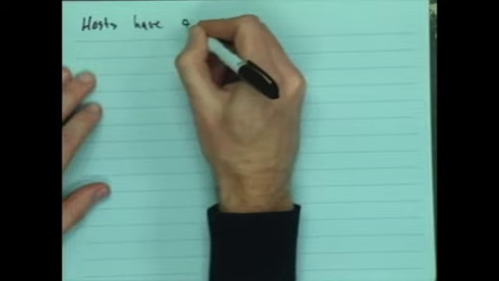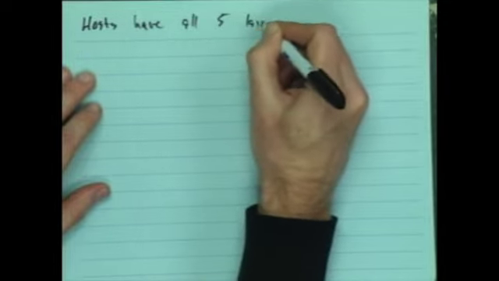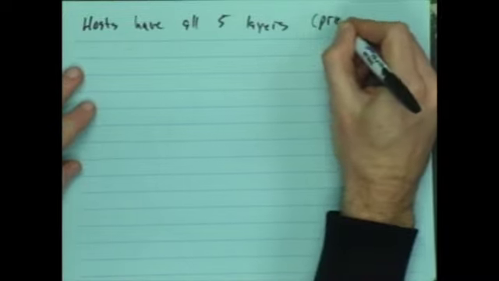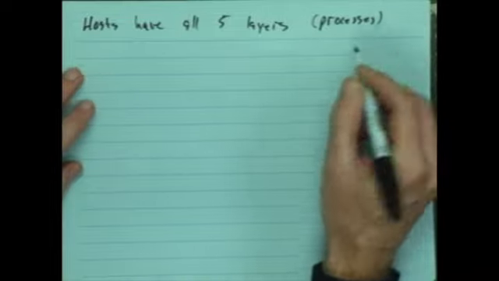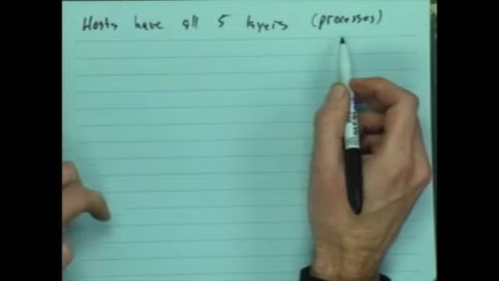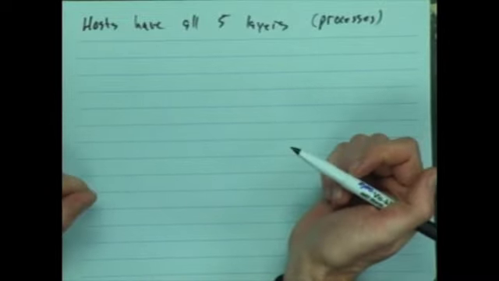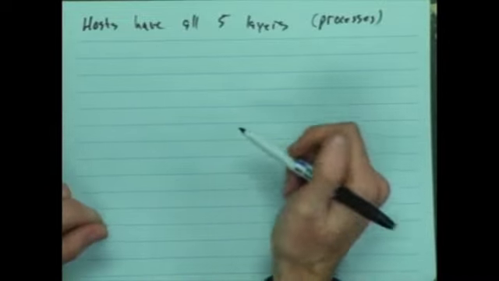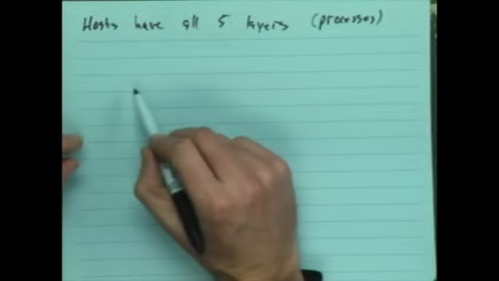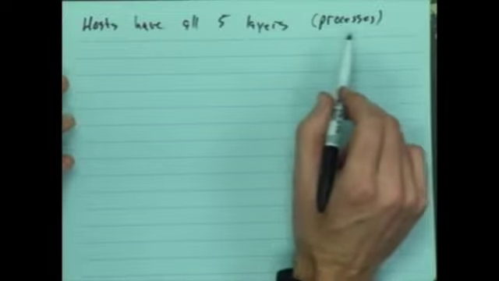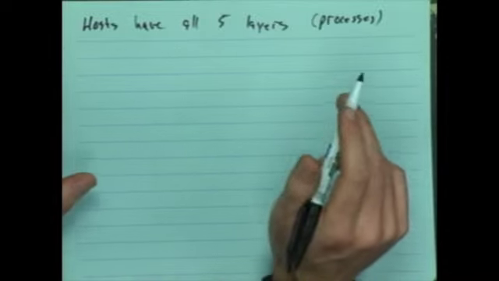Hosts, make sure that's on there, have all 5 layers, okay? There is a process running for each layer. So remember this. I'm going to say processes, those are like mini programs, okay? Our application is one process. If you ever hit Control Delete and say Task Manager, your computer will say these are the running processes. Some of those processes are your networking processes, okay?